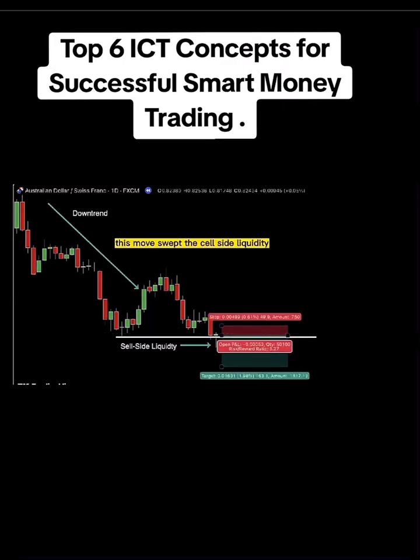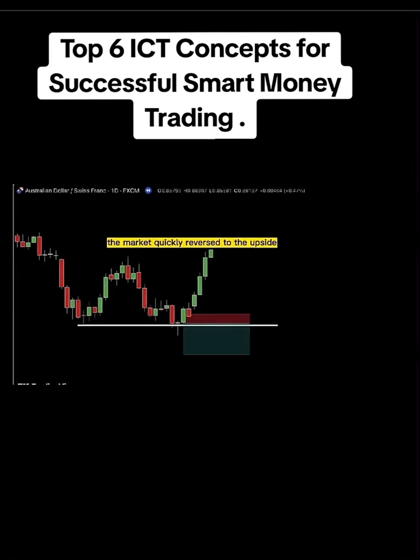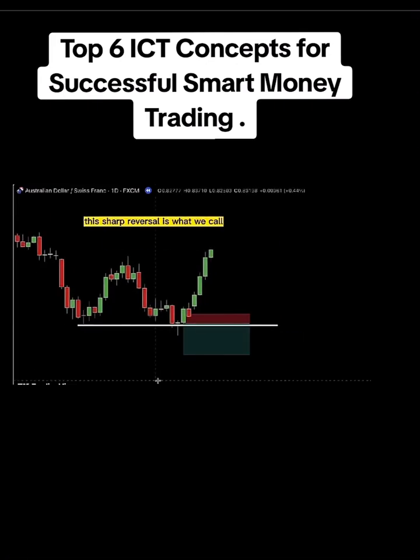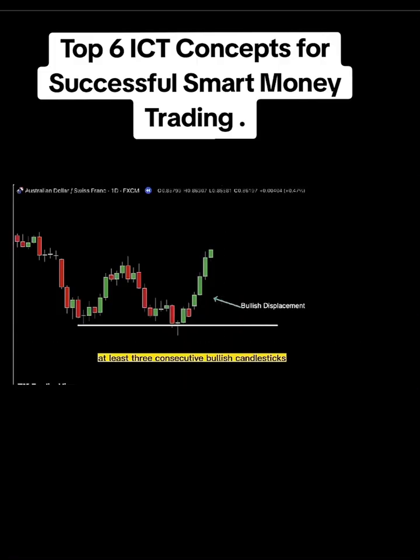This move swept the sell-side liquidity that was resting below the support level. However, instead of continuing lower, the market quickly reversed to the upside. This sharp reversal is what we call a bullish displacement. To identify it, look for at least 3 consecutive bullish candlesticks with strong bodies, which signal strong buying momentum.